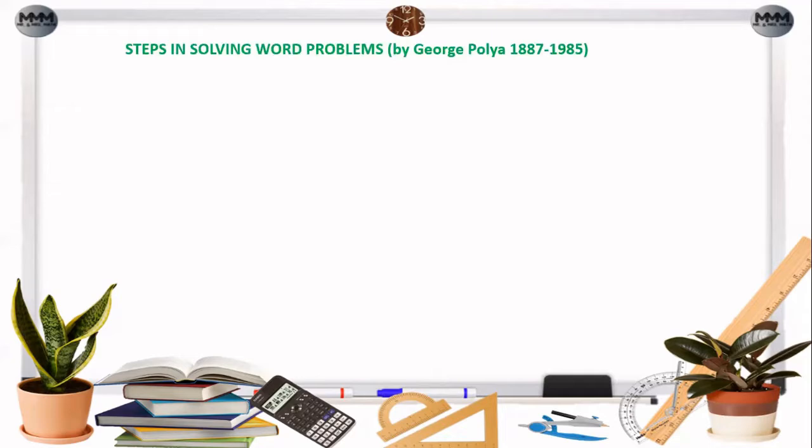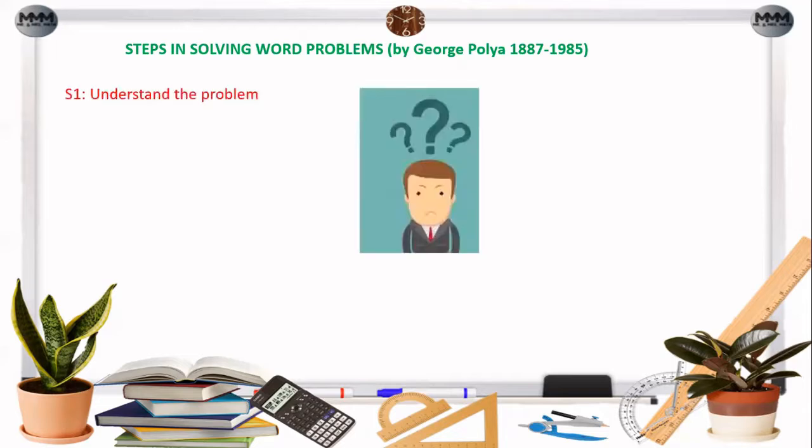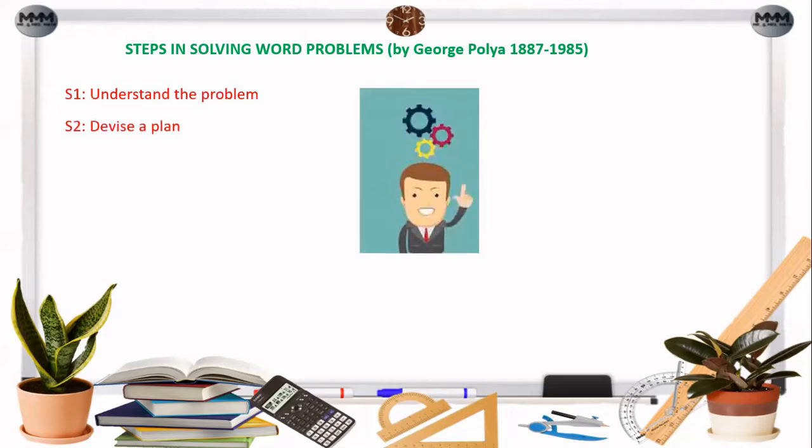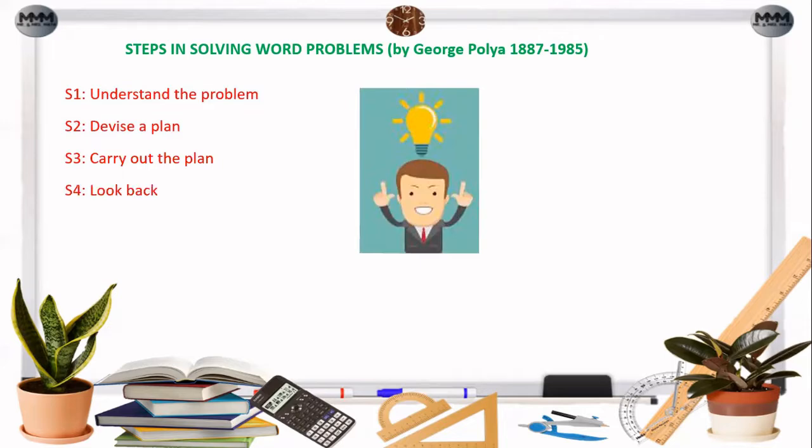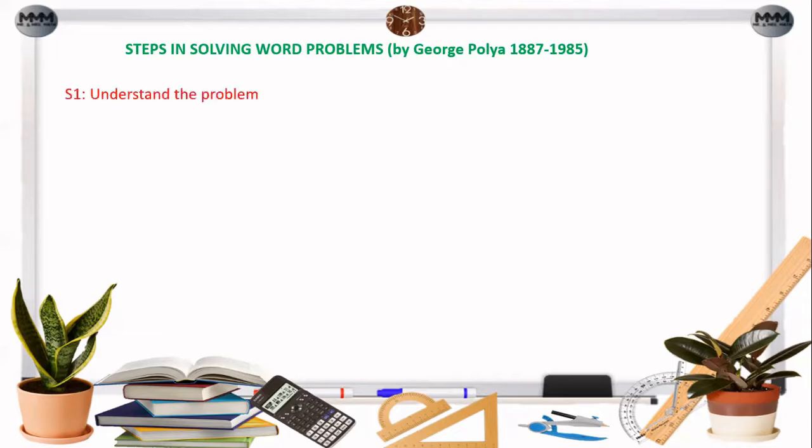So let's have here the steps in solving word problems. So first, we have understand the problem. Second step, devise a plan. Third step, carry out the plan. And then the fourth step, look back. Now let's discuss first the first step.